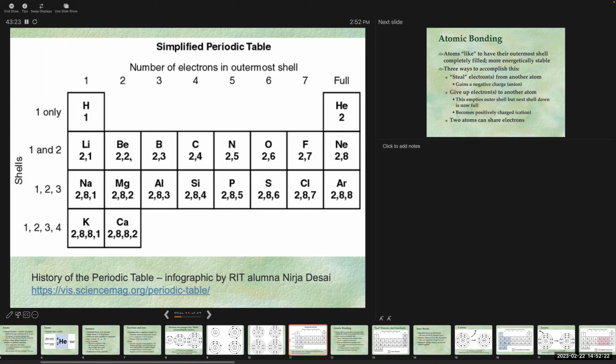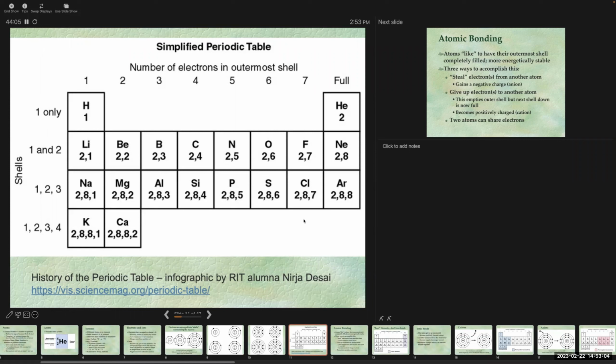In the second column are elements that have 2 electrons in their outermost shell. So beryllium, the first shell is full, 2 electrons in the second shell. Magnesium has 2 electrons in the third shell. Calcium has 2 electrons in the fourth shell. Then you get into things that have 3 electrons in the outermost shell, like boron and aluminum. 4 electrons in the outer shell, carbon, silicon. 5 electrons in the outer shell, nitrogen, phosphorus. 6 electrons in the outer shell, oxygen, sulfur. And finally, 7 electrons in the outermost shell are things like fluorine and chlorine.